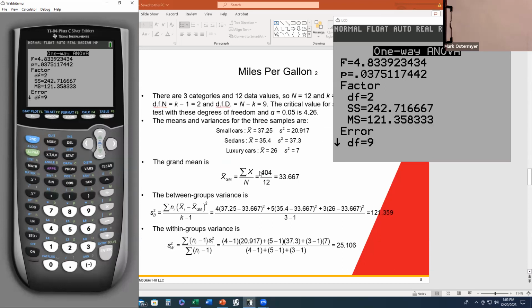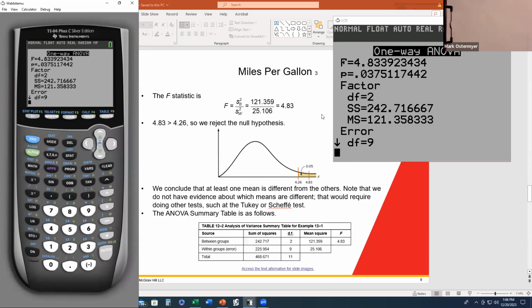Notice that your test statistic value is 4.83. That's your F variance ratio, your test statistic. We get a p-value, which is about 4%. So we can reject the null hypothesis at 5%. Could I reject my null hypothesis at 1%? No. The answer is no.